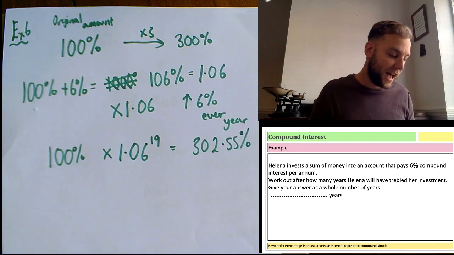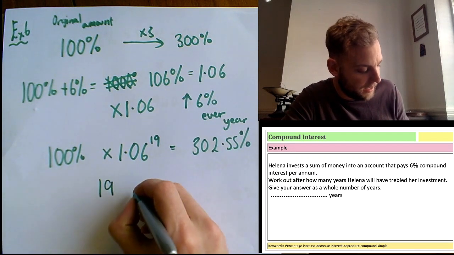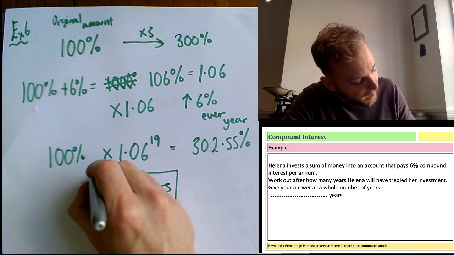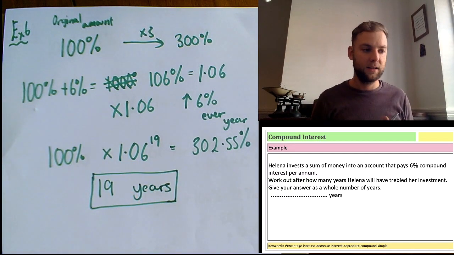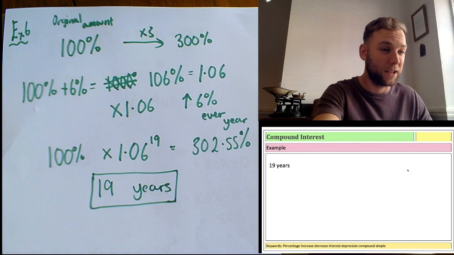So that means, how many years does it take? It takes 19 years. And we've got to use the multiplier method to find this out. Brilliant. So that's that question. Now these do come up actually, 19 years, there we go.